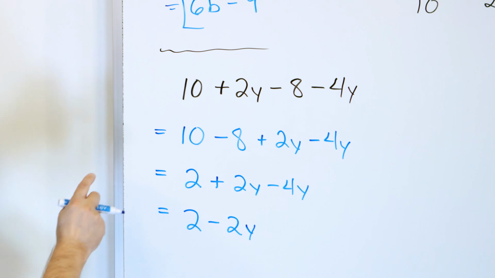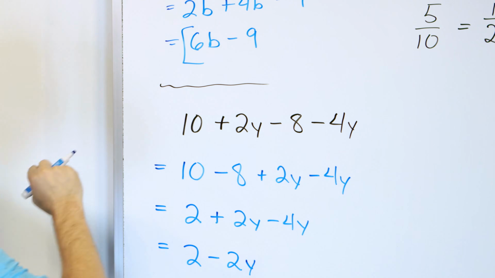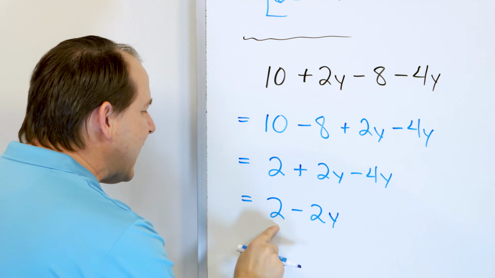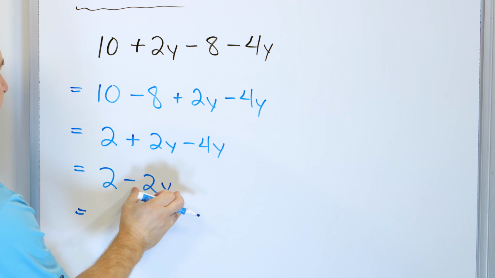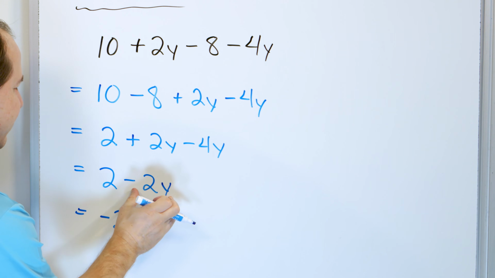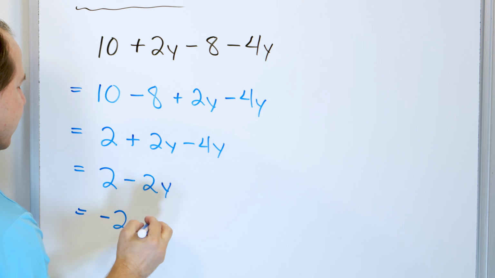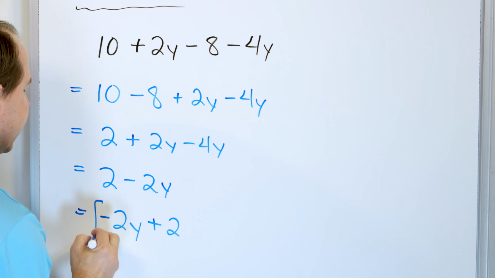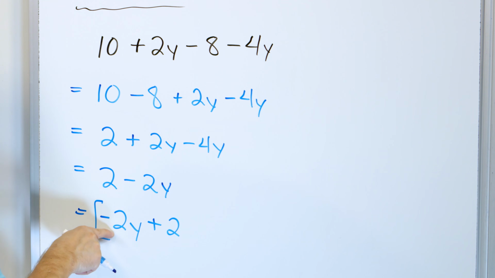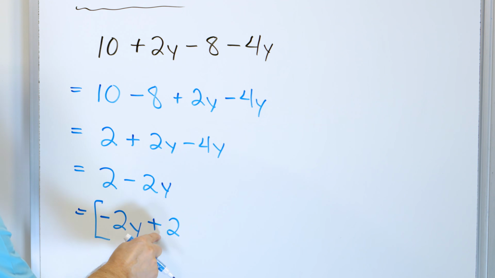Now, usually we want to write the variable term first. So here we have the number first, and we generally want to rearrange it. The negative 2y has to come out in front. The negative sign is attached to this, and the 2 has a plus sign attached to it. So really, this is the best way to write it. Either one of them is correct, but usually you want to write the term with the variable first and then the number term at the end, negative 2y plus 2.